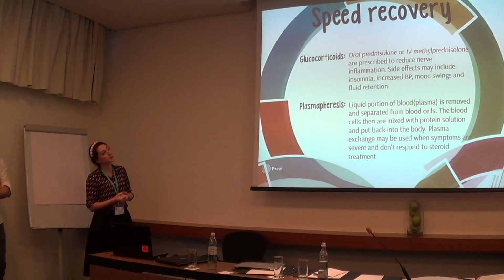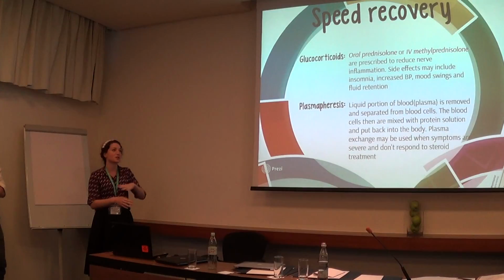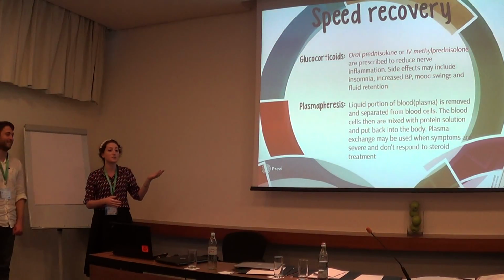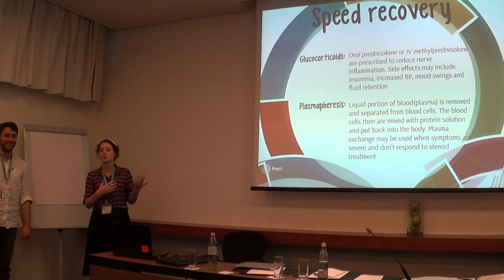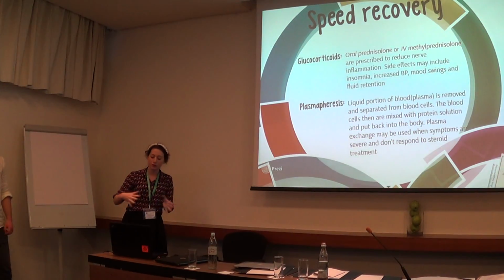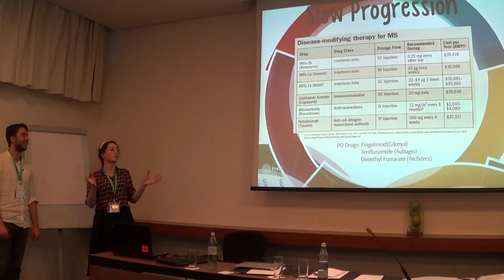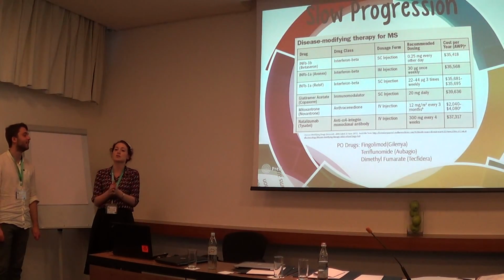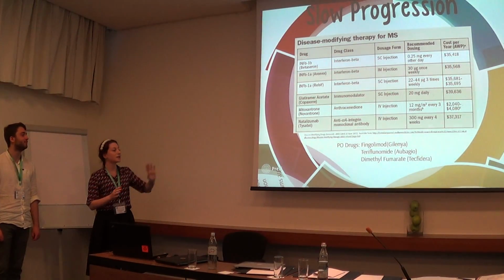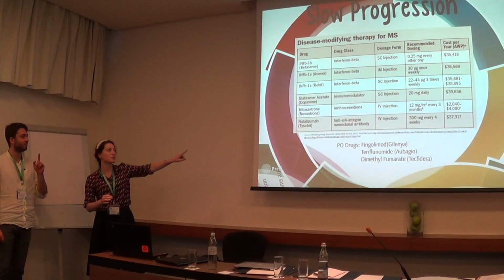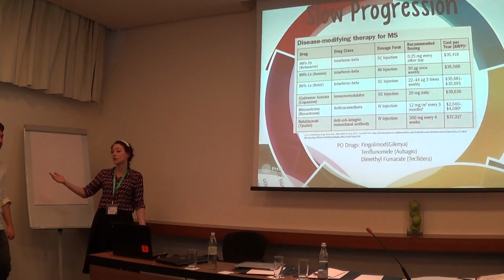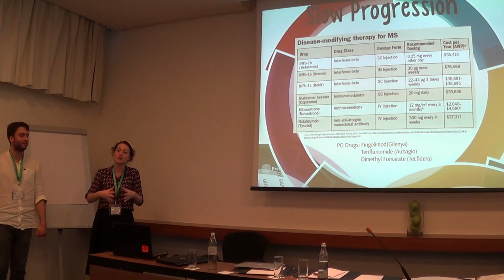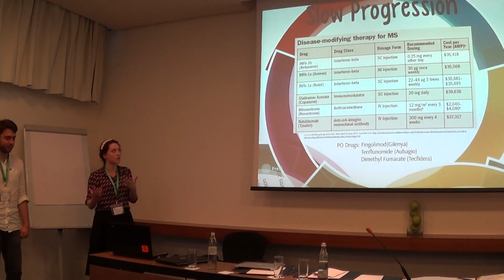For this type of treatment, we usually use glucocorticoids such as oral prednisolone or intravenous methylprednisolone, or if the patient does not respond to this treatment, we can use plasmapheresis. The second line of treatment are called disease-modifying drugs, which slow the progression and also decrease the rate of relapses. And here I want to emphasize one drug, natalizumab, which is a monoclonal antibody against alpha-4 integrin, which, as my colleague already said, helps transportation of T cells into the CNS.